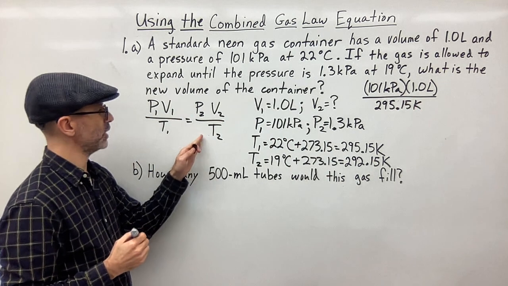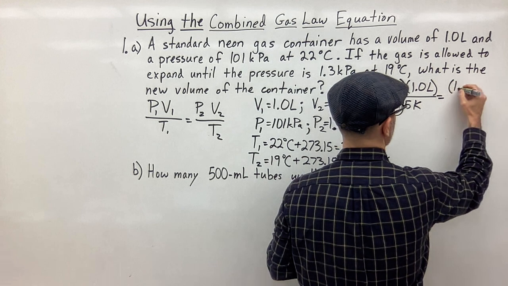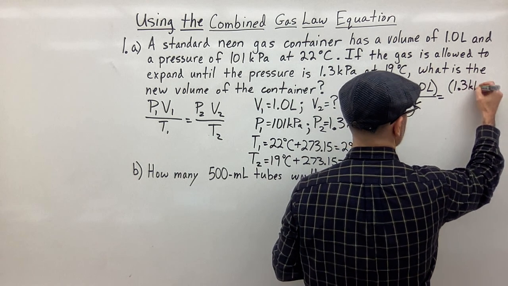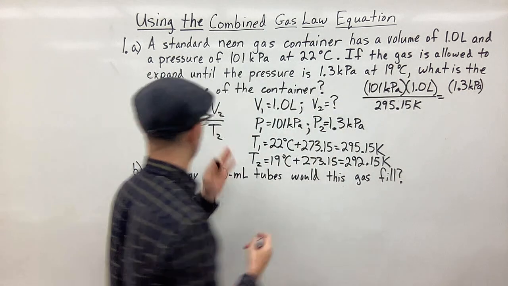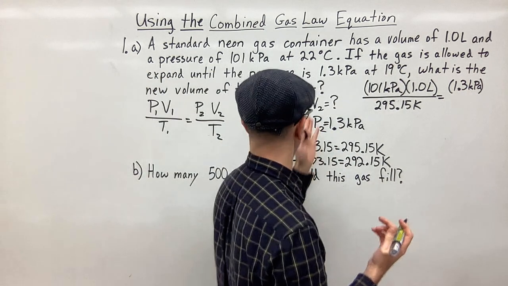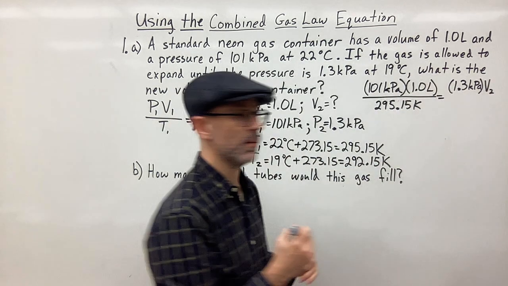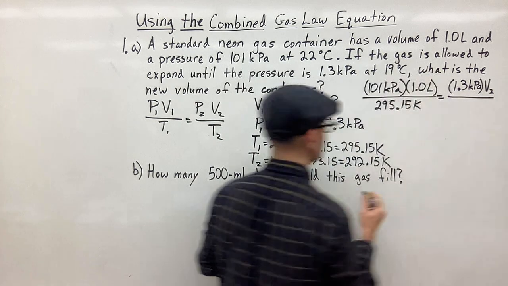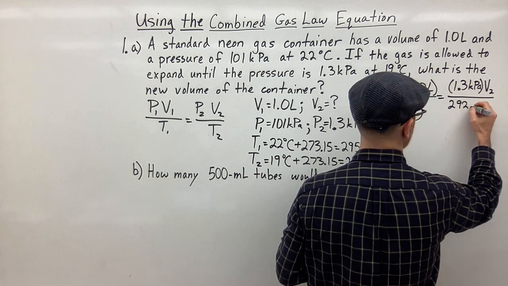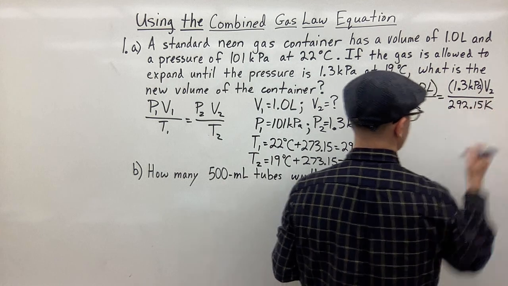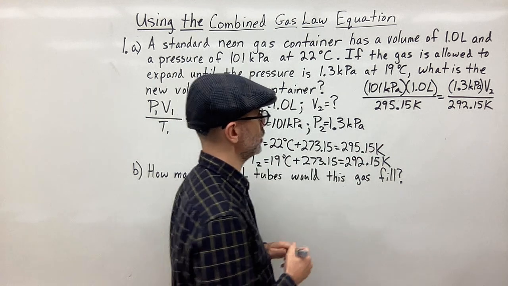Now this side I have P2. My P2 is 1.3 kilopascal. So that's going to be 1.3 kilopascals, multiplied by V2. V2 I don't know. That's what we're looking for. So I'll just put V2 in there. We don't know. That's what we're going to solve for. And then that's all going to be over the T2, which is 292.15 Kelvin. So now all I need to do is solve for V2.